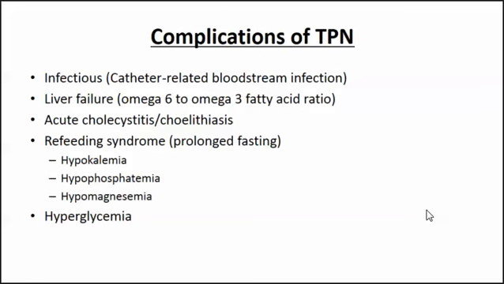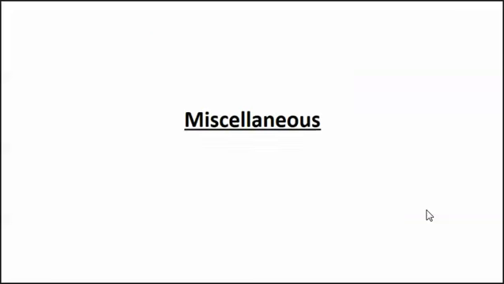The major complications of TPN are infectious, in large part because you use a central catheter. So catheter-related bloodstream infections are one of the most important and most severe complications. There are also issues related to liver failure, acute cholecystitis and cholelithiasis. Refeeding syndrome may occur, and hyperglycemia may occur as well.